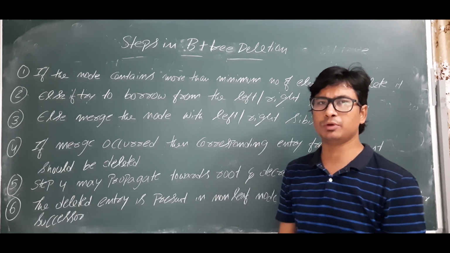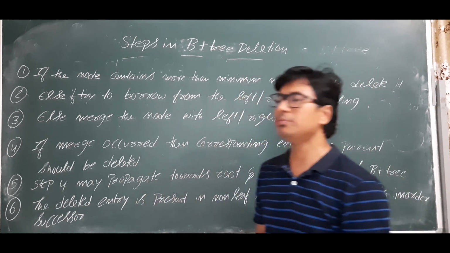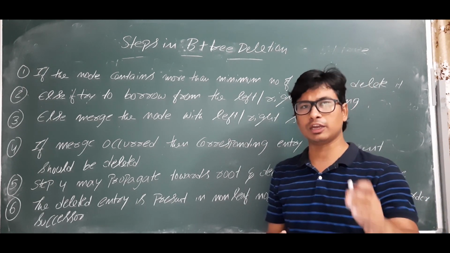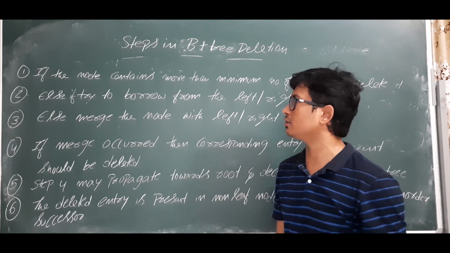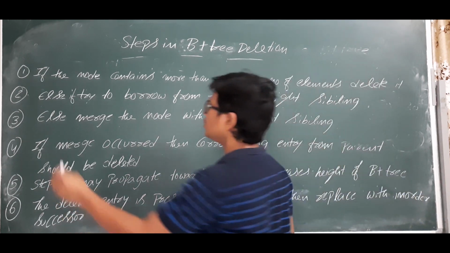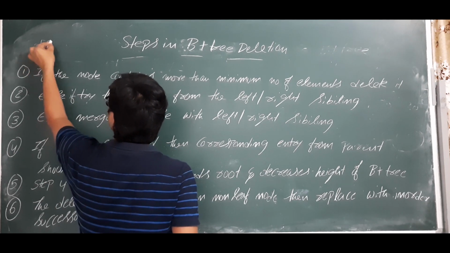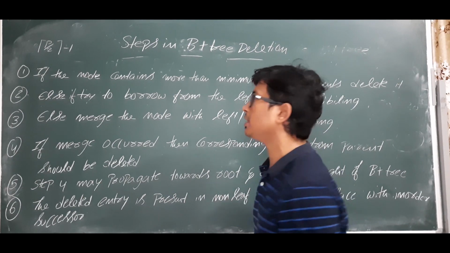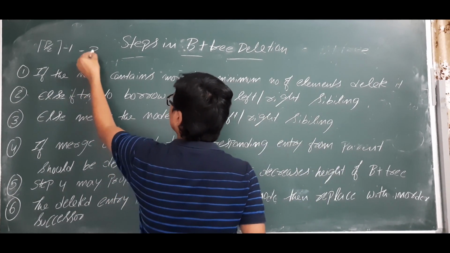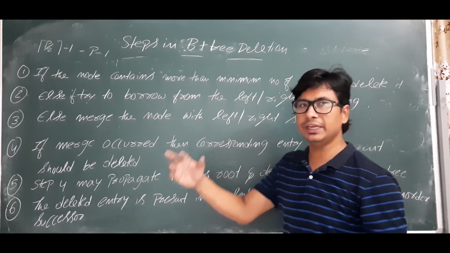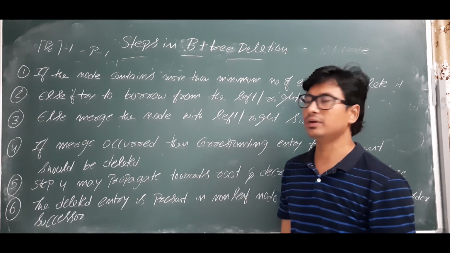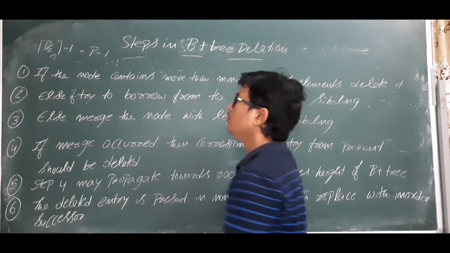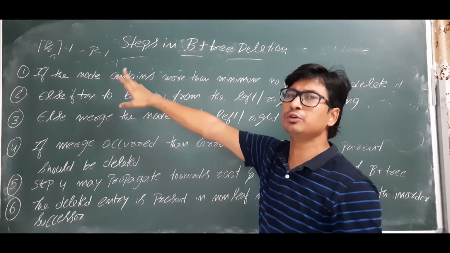Why we should worry about the underflow condition is because of the B+tree properties. If you have not gone through the B+tree properties video, I request you to go through that video and come back to this one for better understanding. In a leaf node, the minimum number of elements is p by 2 minus 1 and the maximum is p minus 1, where p is the order of the leaf node. Whenever we are deleting, the node should not be left with fewer than p by 2 minus 1.